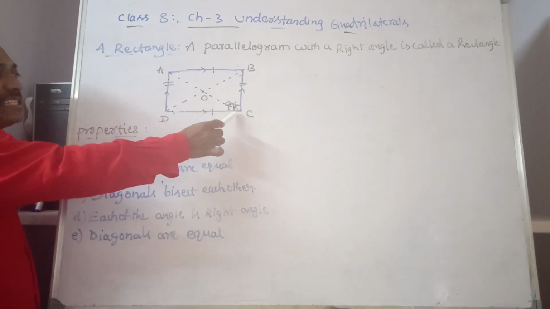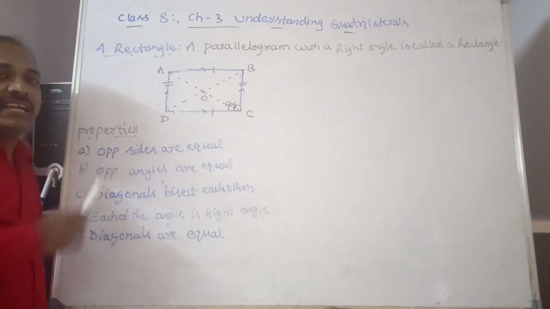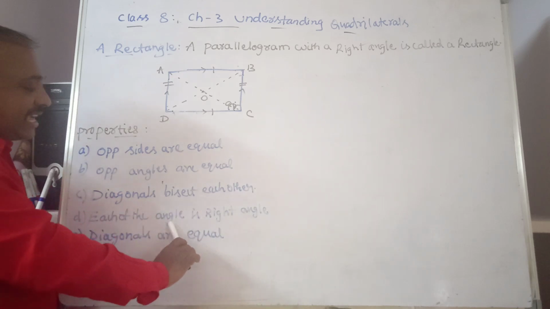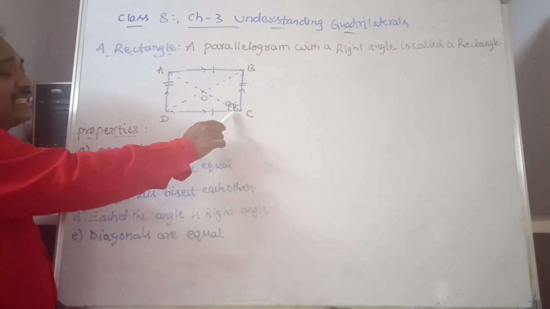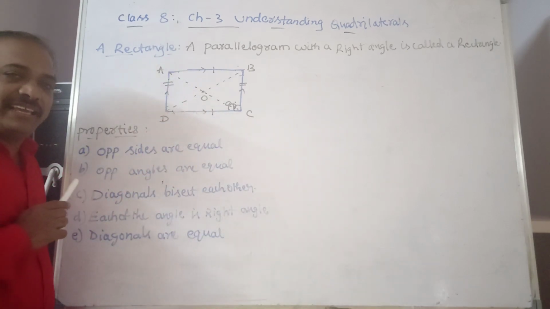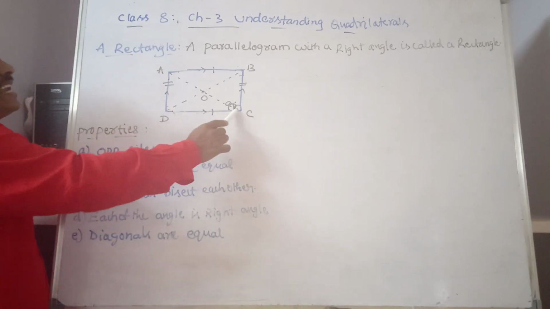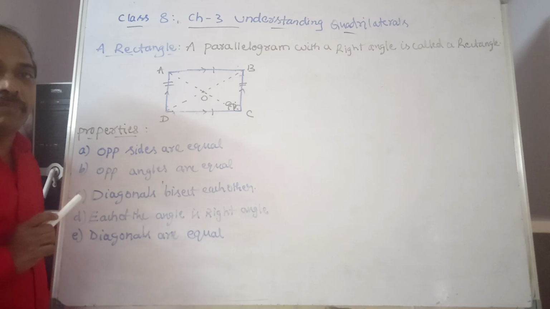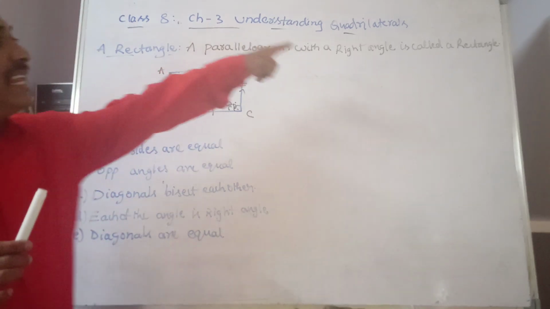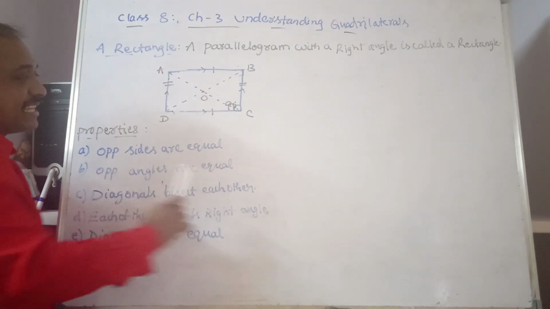Means if angle C is 90, angle D also will be 90. Next, each angle is a right angle. So this C is 90, here also will be 90 as opposite angles are equal. And if C is 90, D also will be 90 as adjacent angles of a parallelogram are supplementary. It is a parallelogram. So in a parallelogram, if one angle is 90 degrees, then it becomes a rectangle. So each angle of the rectangle is a right angle.